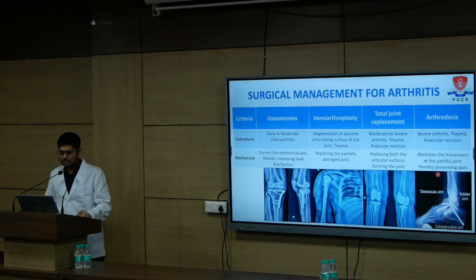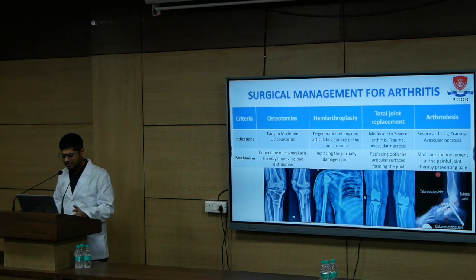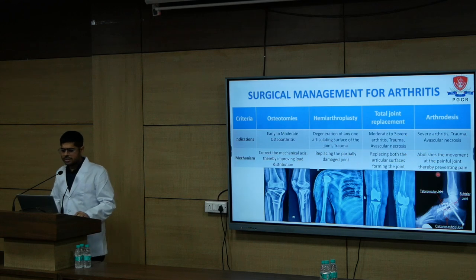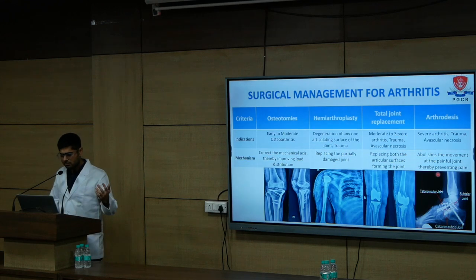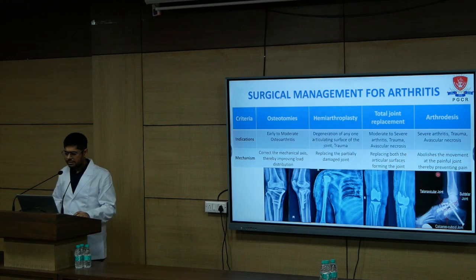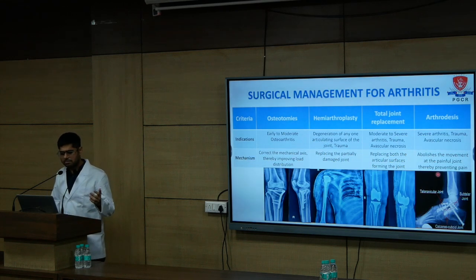Next is hemiarthroplasty, which is partial joint replacement. It is done in degeneration of any one articulating surface of the joint or trauma. In it, we replace the damaged partial joint with the prosthesis seen in the image.